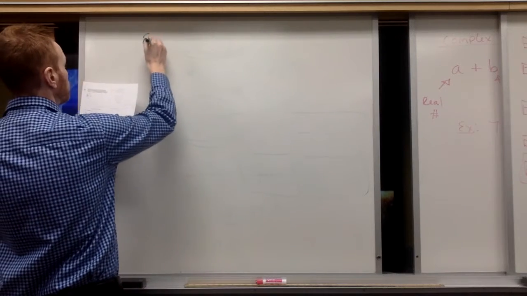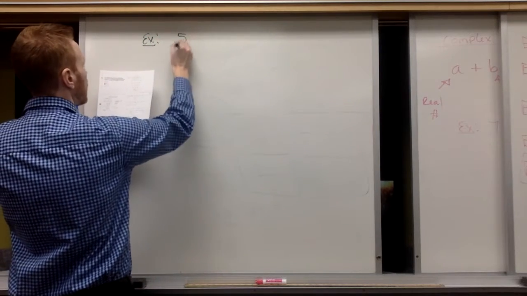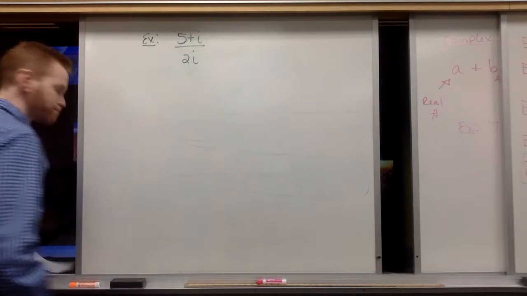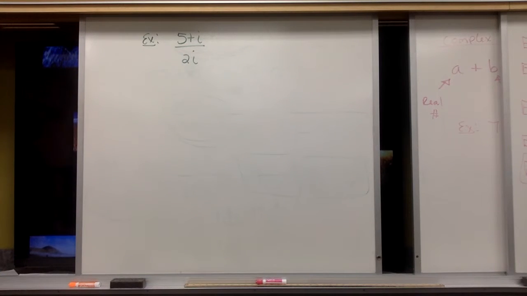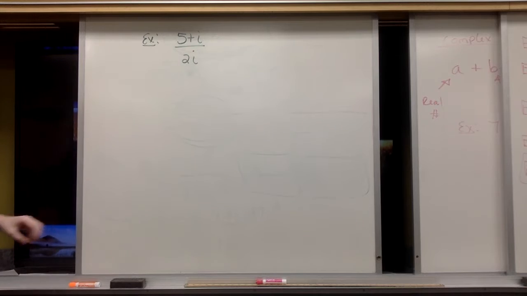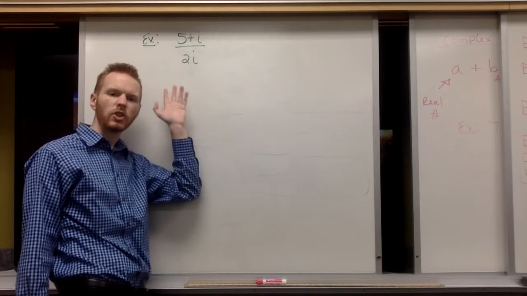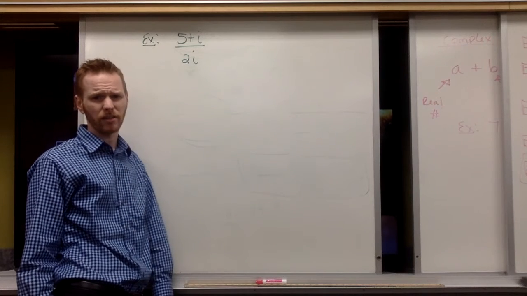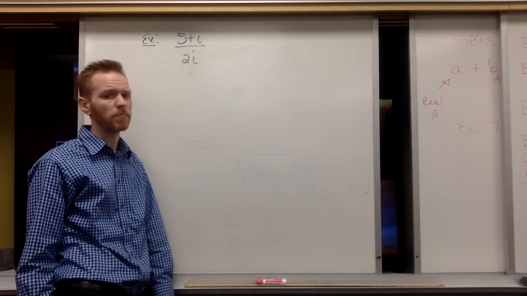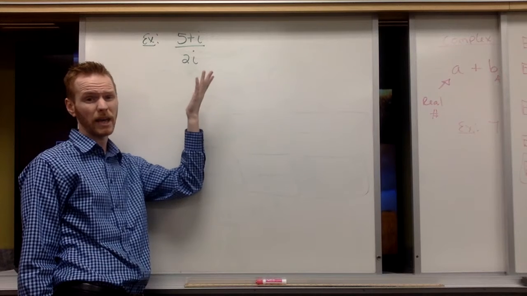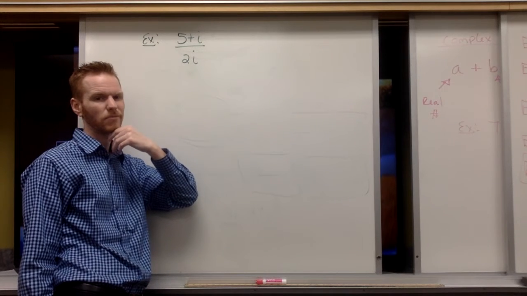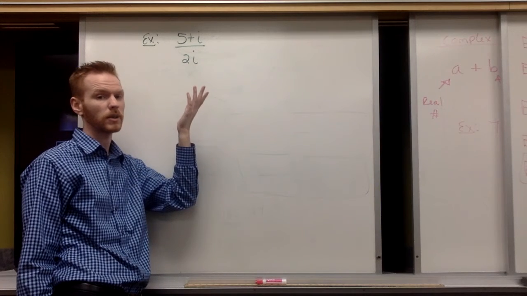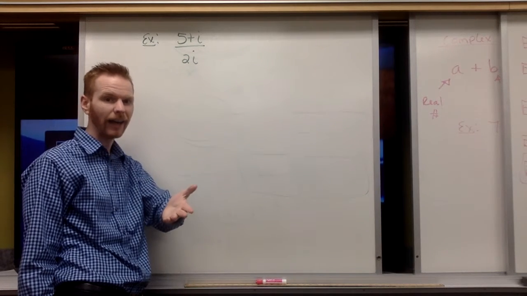Okay, last example. 5 plus i over 2i. Once again, I don't want i in the denominator. I want to get rid of it. But I don't really have a conjugate here, right? Conjugate only works with complex numbers. My denominator is only imaginary. So how do I get rid of that? Well, to get rid of that 2i, why don't we multiply top and bottom by i, right?